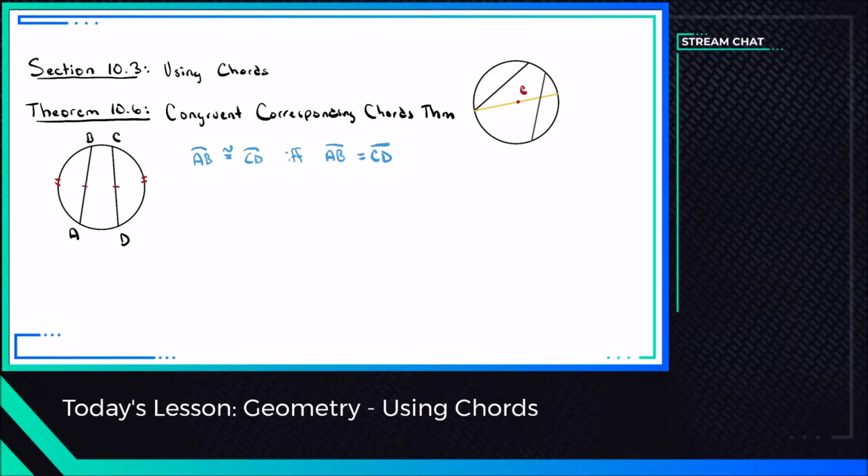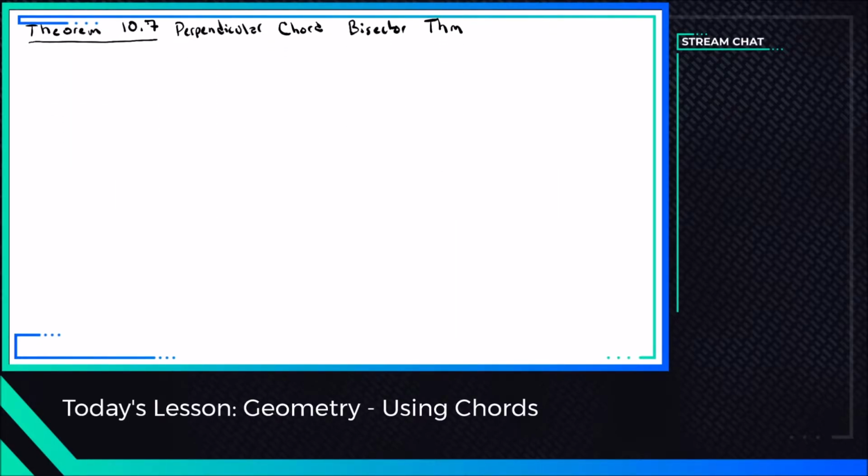Moving right along, we're going to do theorem 10.7 immediately following that. And theorem 10.7 is going to be the perpendicular chord bisector theorem. I don't know where this circle came from, but that needs to go away. The perpendicular chord bisector theorem is if a diameter of a circle is perpendicular to a chord, then the diameter will bisect the chord and its arc.